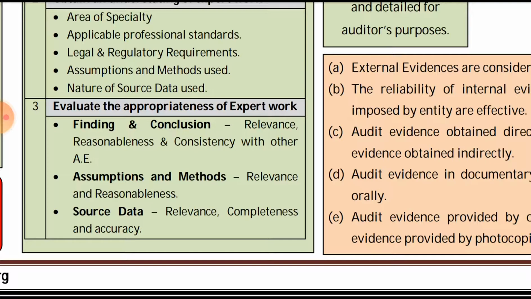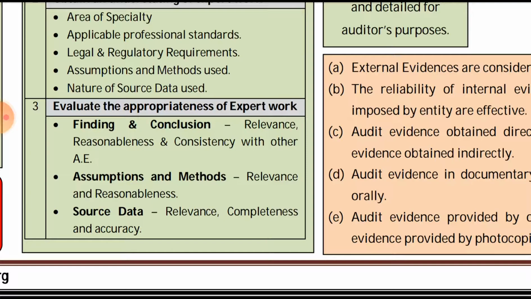So now the auditor will evaluate whether that information, that is the data of the work of the expert, can be used by an auditor or not. So first, the findings and conclusion should have relevance, reasonableness and consistency with other audit evidence.